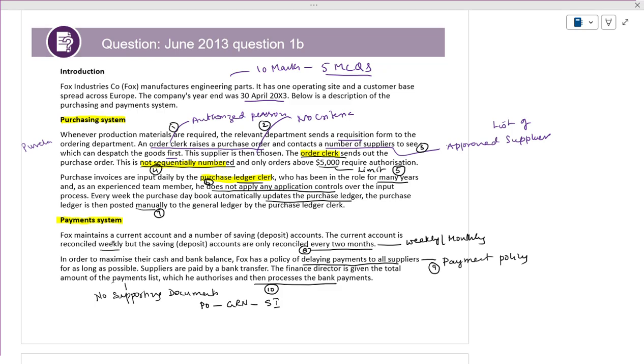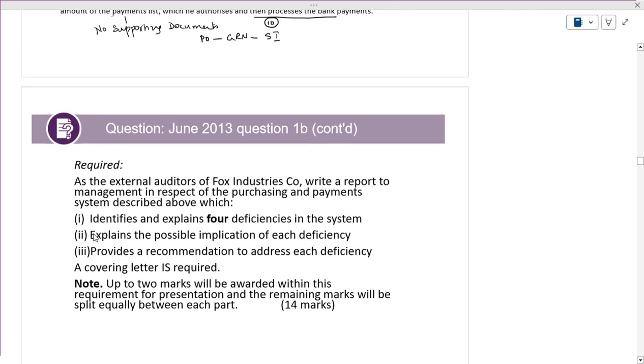Now, what they are asking, see, focus here. Now we are doing only examination questions. Fine, focus here. What they are asking: as an external auditor, write a report to the management with respect to the purchase and payment system. Identify and explain 4 deficiencies.